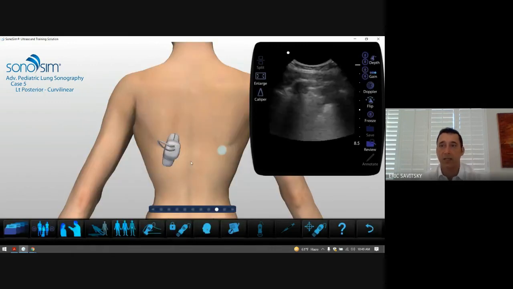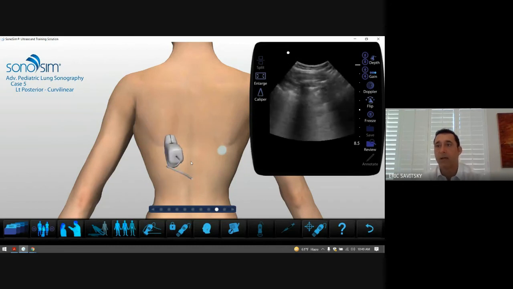Now when I look in the left posterior chest, boom, all of a sudden I see significant pathology. Here I can see pleura. The pleura looks thickened or even absent here. And once again, here I start to see a hepatized, tissue-like appearance. There's loss of aeration. This is a consolidation. It looks like an irregular margin. And occasionally I see a white hyperechoic signal here.